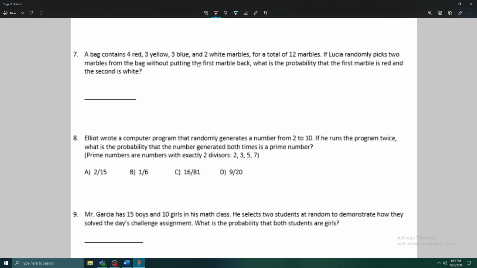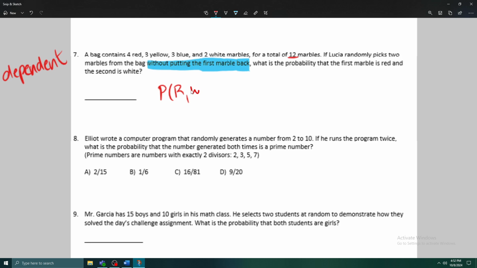A bag contains 4 red, 3 yellow, 3 blue, and 2 white for a total of 12. Ooh, very useful. So I know 12 is going to pop up in a denominator near me. If Lucia randomly picks 2 marbles without putting the first marble back, very important information, that means this is going to be dependent. So with dependent ones, we always have to think a little bit harder. We have to say, okay, what's actually happening here? What is the probability that the first marble is red and the second is white?